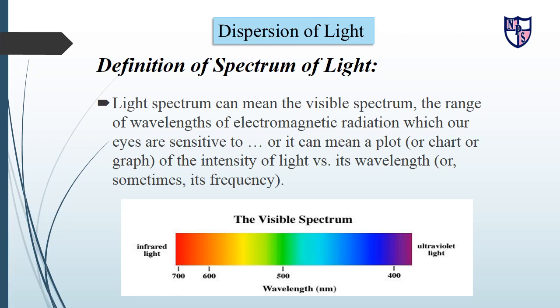If we see in the diagram the visible spectrum, there is a range. The red color has the highest range, around 700, 600, and that is why it is called infrared light or infrared rays. The lowest range is around 400, the blue and indigo have the lowest range of wavelength, and these are called ultraviolet rays.